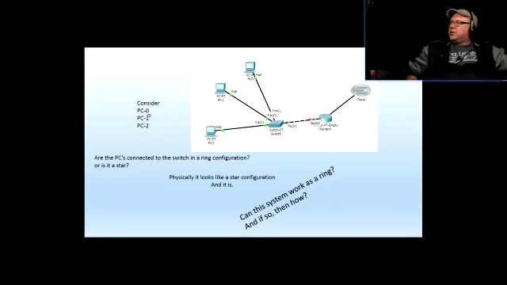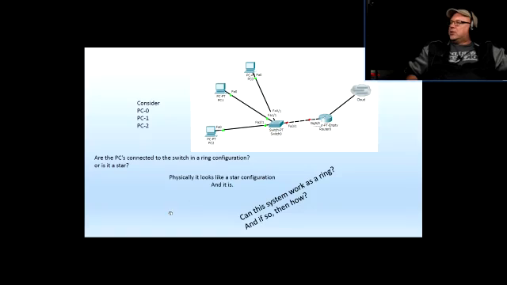Now consider PC0, PC1, PC2. Where are they here? PC0, PC1, and PC2. Are these PCs connected to the switch in a ring configuration, or is it a star? Of course, to this main switch, they're connected physically as a star configuration. And then there'll be a router that is connected inline to the cloud.